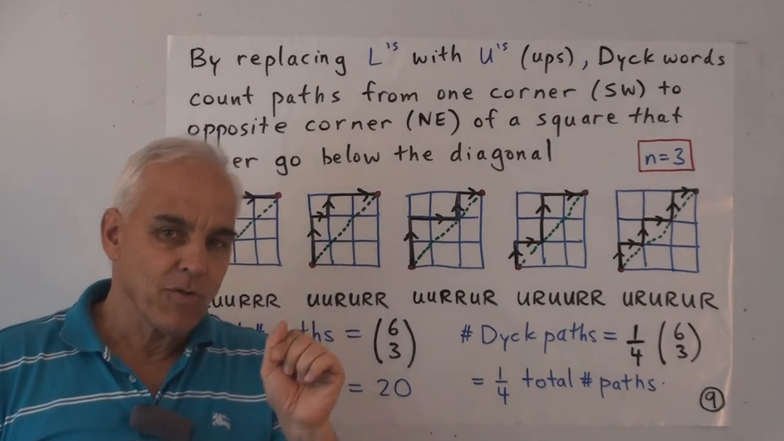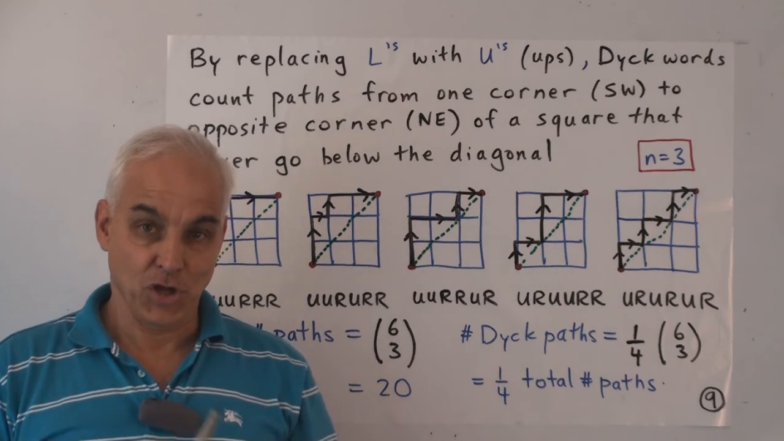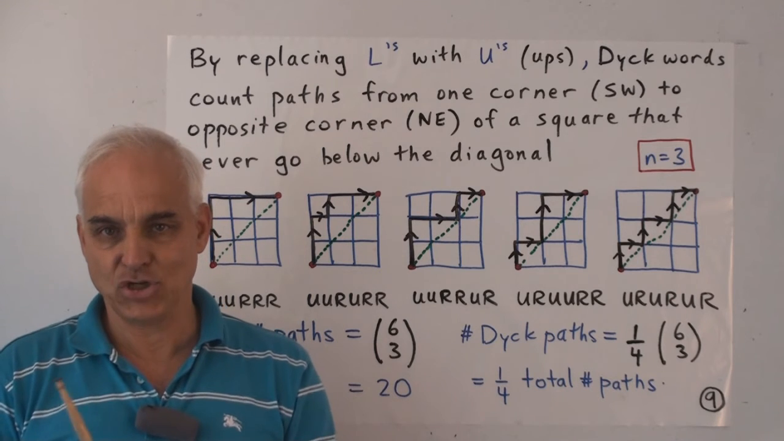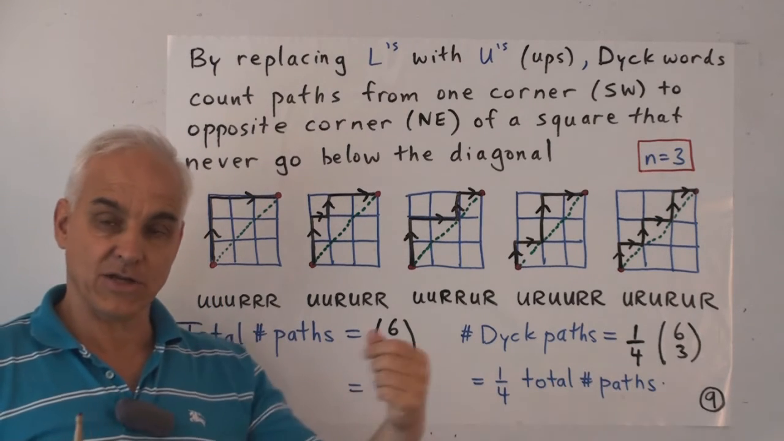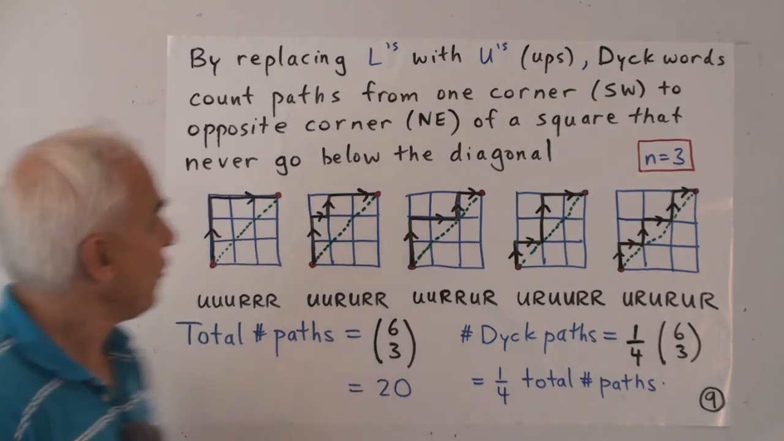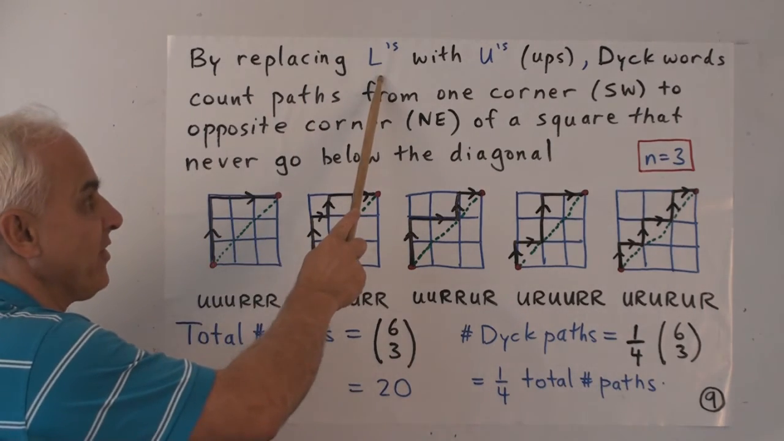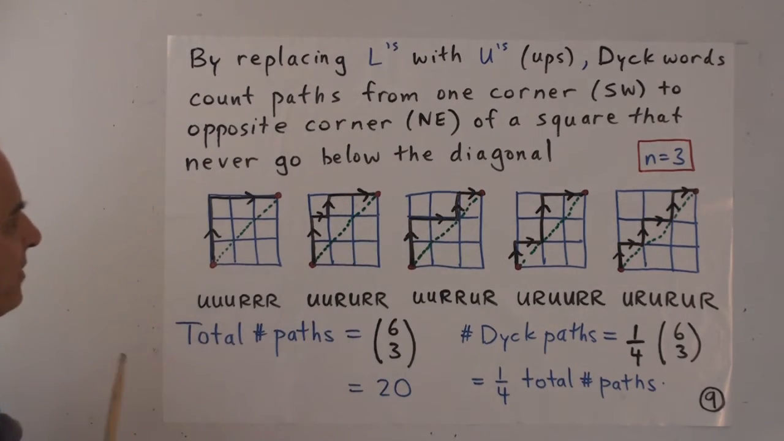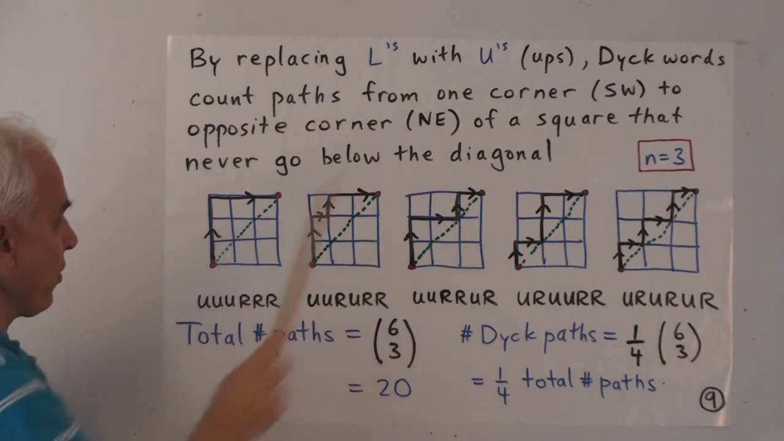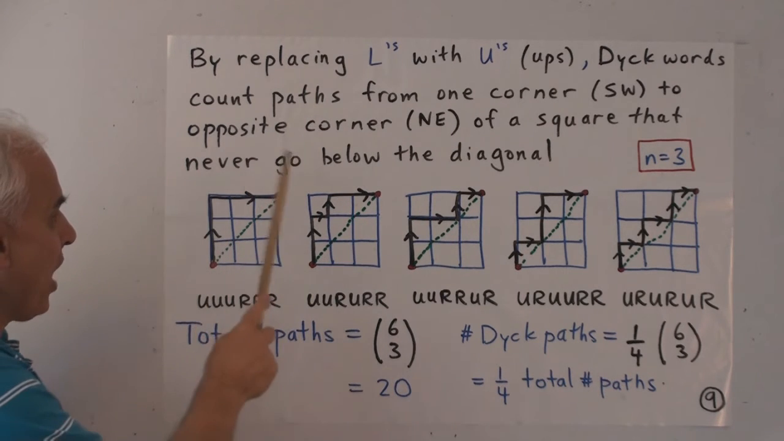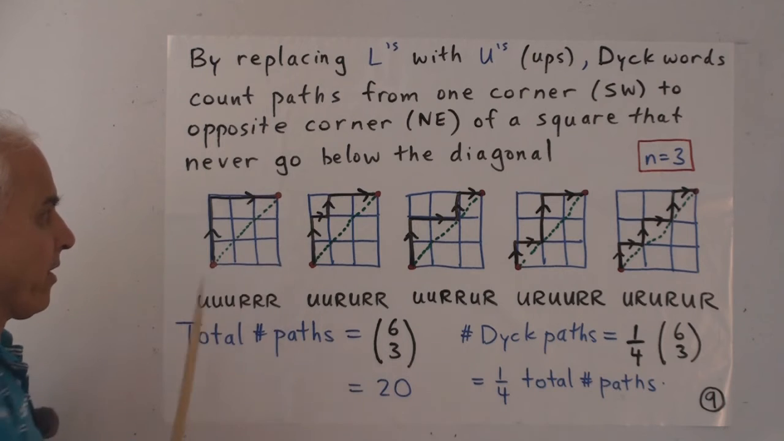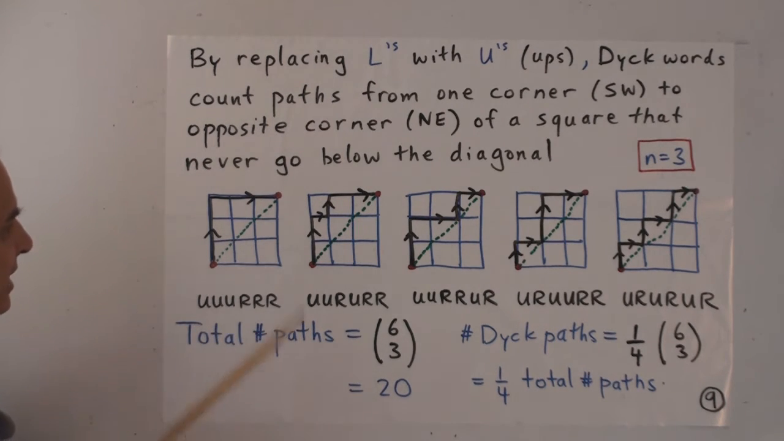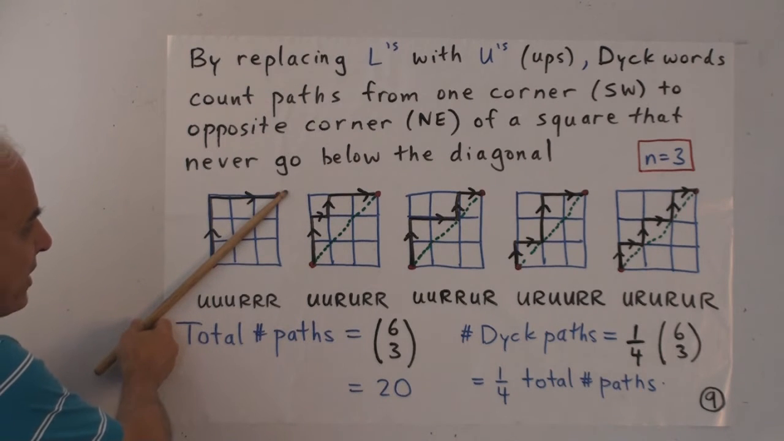Now, by just changing our interpretation of the Dyck words, we get a 2-dimensional manifestation of the Catalan numbers in terms of walks on a grid. So if we replace the L's in a Dyck word with U's, standing for, say, up, then the Dyck words count paths from one corner, the southwest corner, to the opposite corner, the northeast corner of a square. And these paths are distinguished by having the property that they never go below the diagonal.